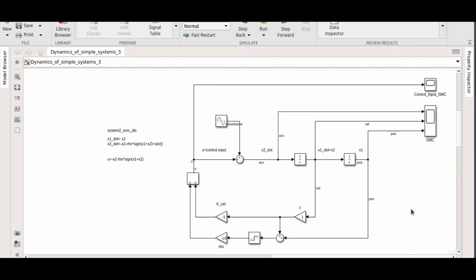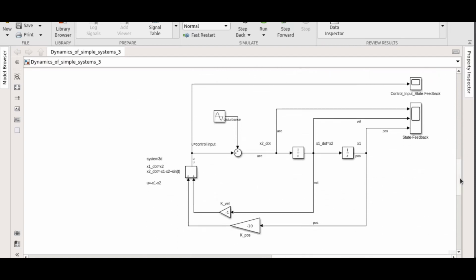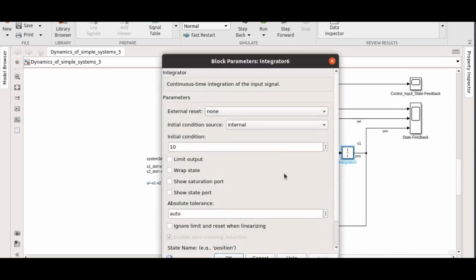So this is the model for state feedback control. As you can see, the system is system 3D. The x1 dot equal to x2, x2 dot equal to minus x1 minus x2 plus the disturbance term. The control input here is minus x1 minus x2. We will simulate the system. The initial value for position for both the systems is 10. The initial value for velocity is 5 units.